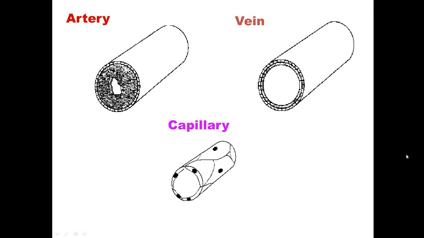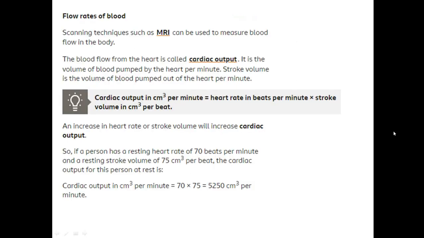So that's a summary. Arteries have very thick muscle and elastic layers to cope with high pressure blood. Veins have very thin walls because they only have to cope with low pressure blood. And capillaries have walls which are only one cell thick, which means there's a short diffusion pathway, so substances can pass easily in and out of the capillaries.